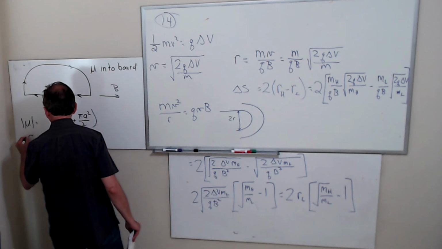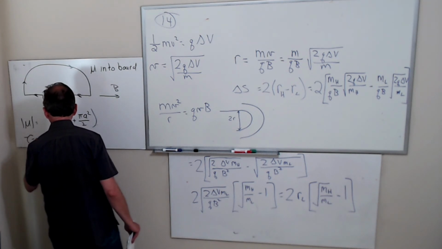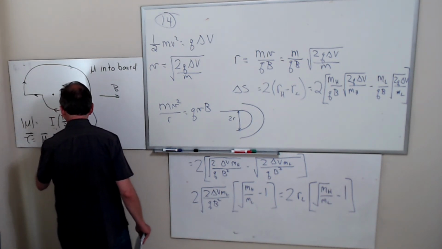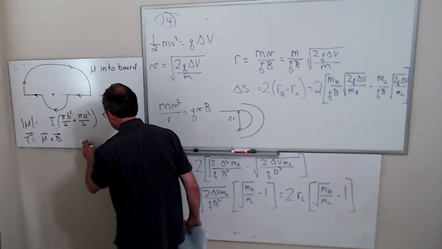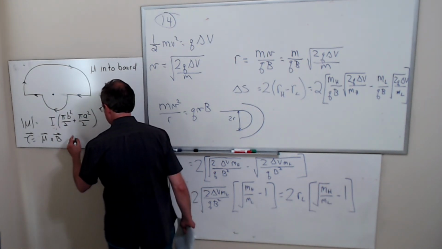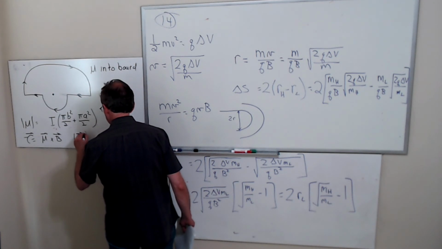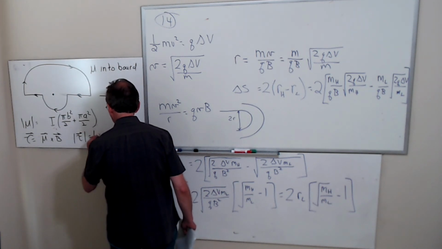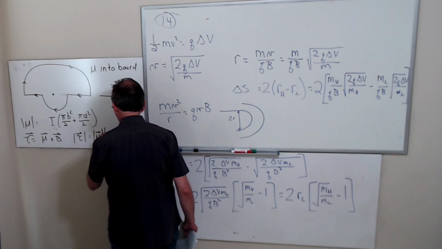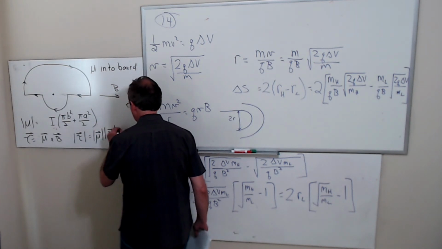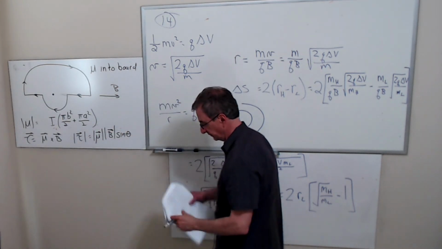So the torque is going to be mu cross B. The magnitude of the torque is the magnitude of mu times the magnitude of B times the sine of the angle between mu and B.